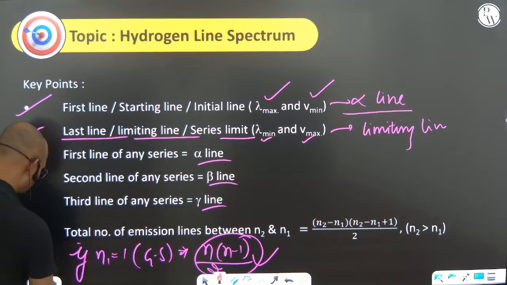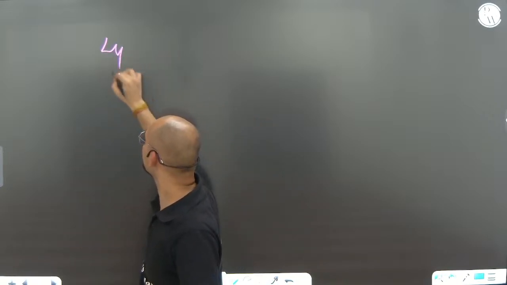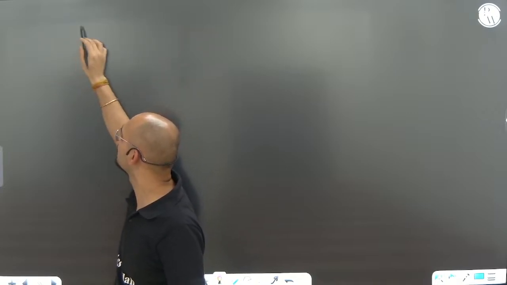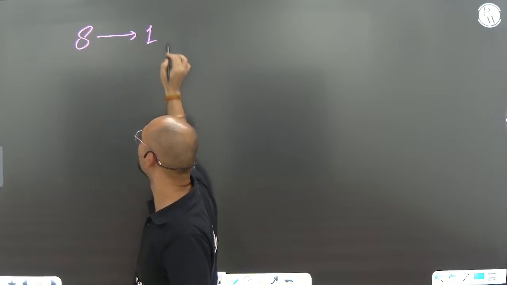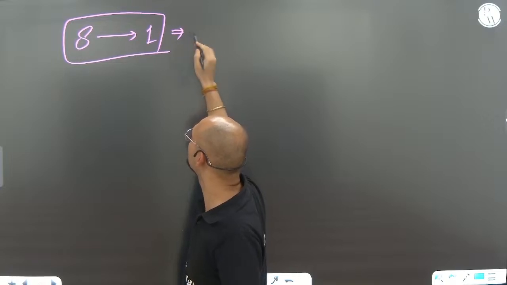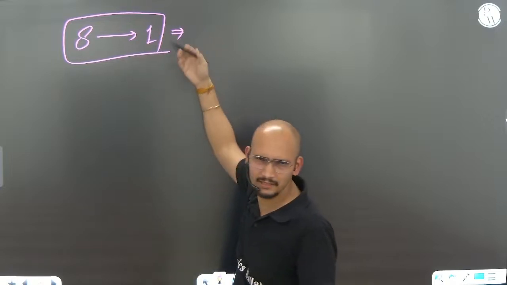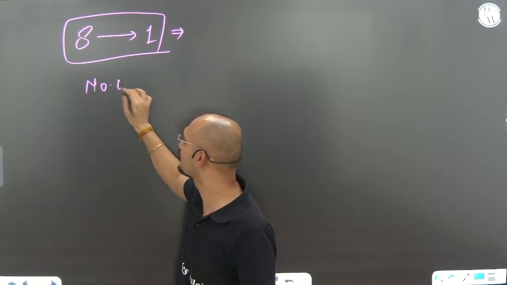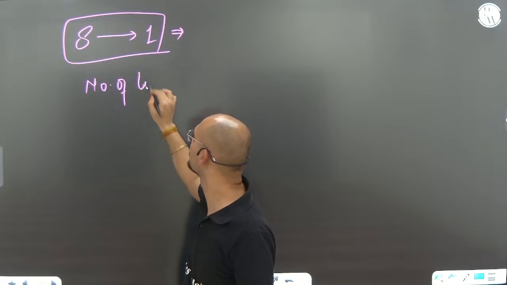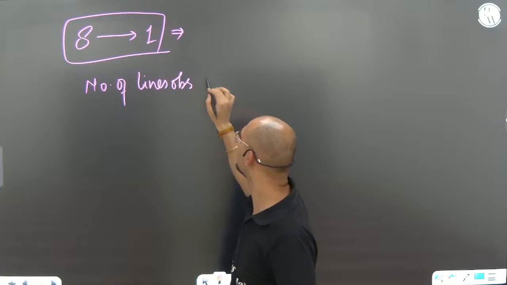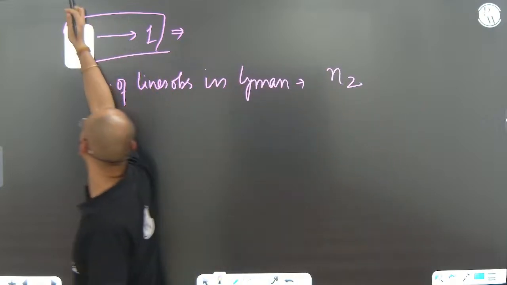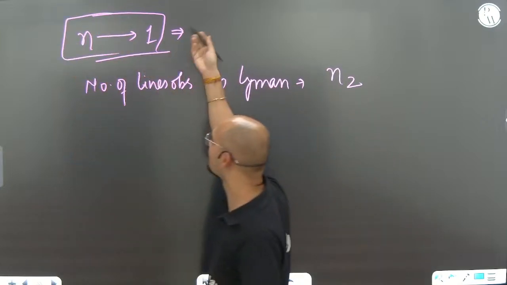Please keep in mind one more type of formula. Yes, it is also very important. Yaar, batana hi padta hai. Let's say there is Lyman, and let's say there is some line, say 8 to 1. These are many different types of lines we are observing. Now it will be asked how many lines are observed in Lyman. Better than keeping it 8, consider it as N. N2 somewhere it is coming.